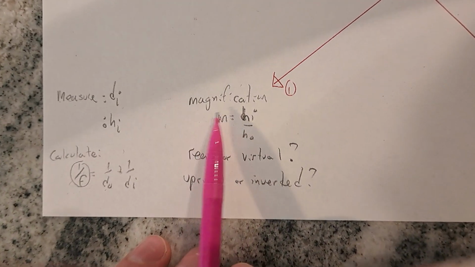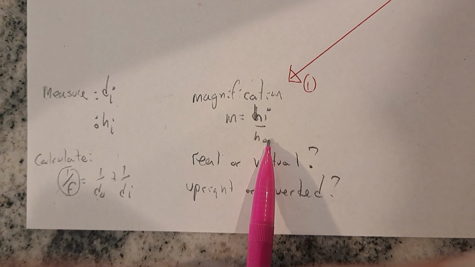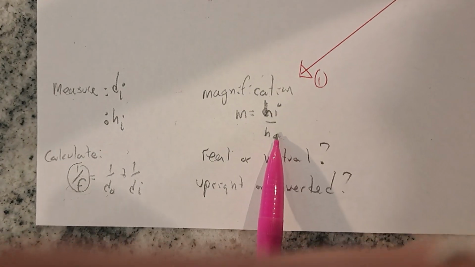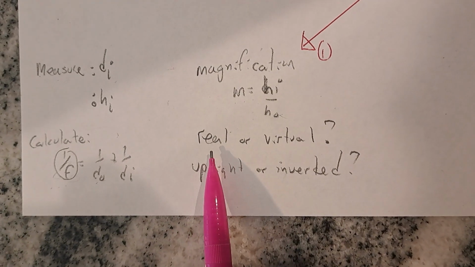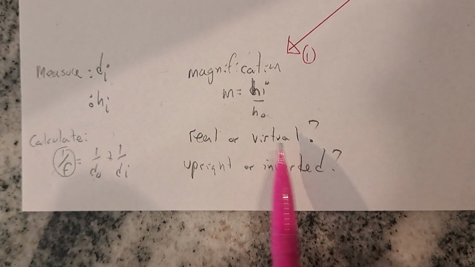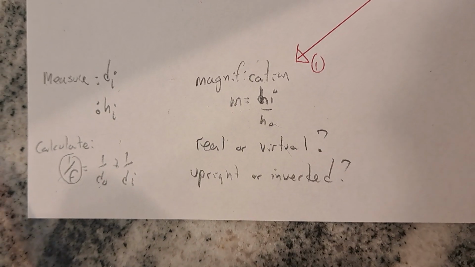Next, I want you to calculate the magnification. Magnification of this object is HI over HO. All right, so is it going to be bigger or smaller than the original object? Is the image real or virtual? If real rays came together, it's a real image. If virtual rays came together, it's a virtual image. And is this object upright or inverted? So you're just going to answer those questions on that paper.